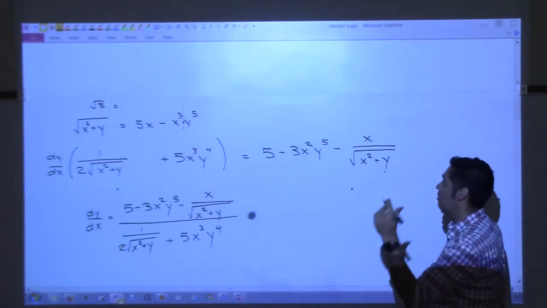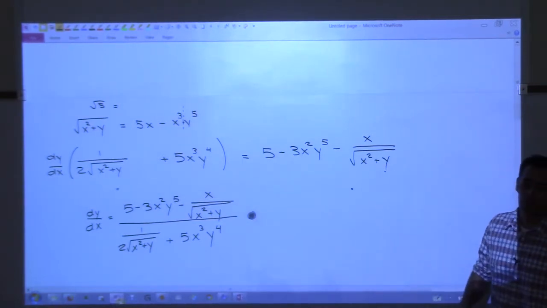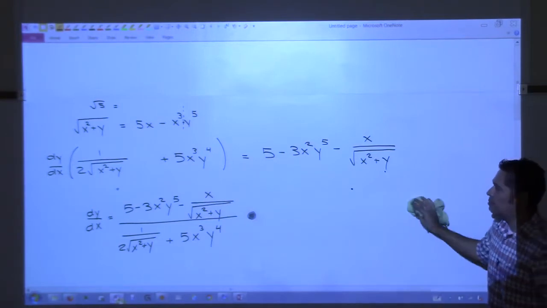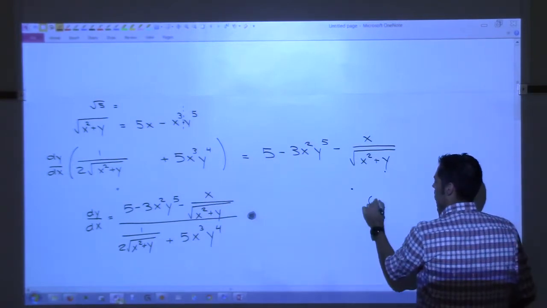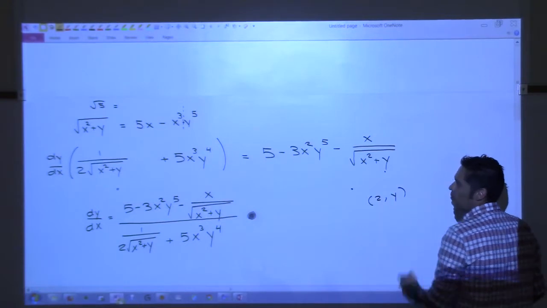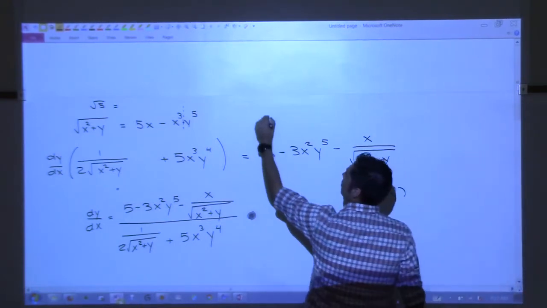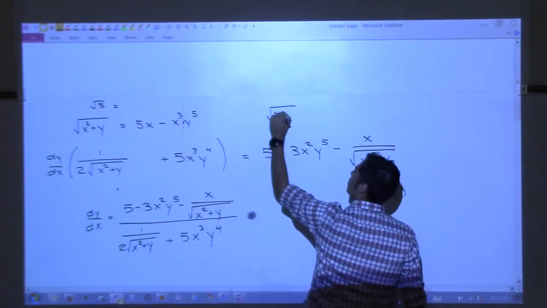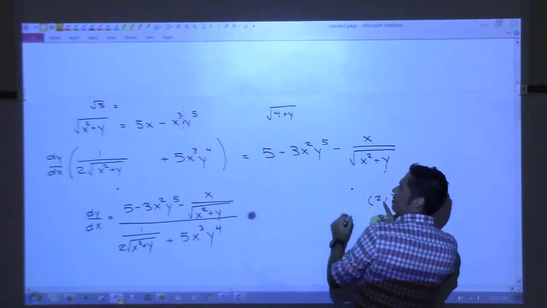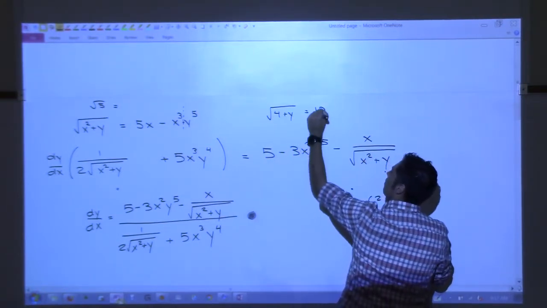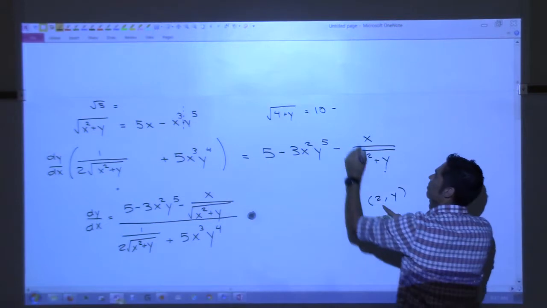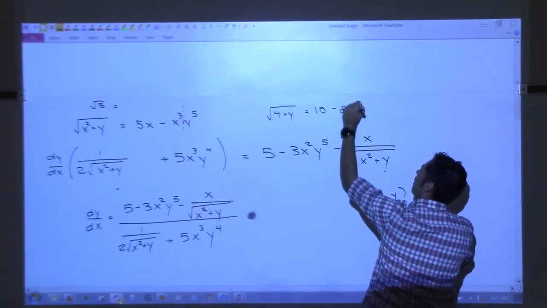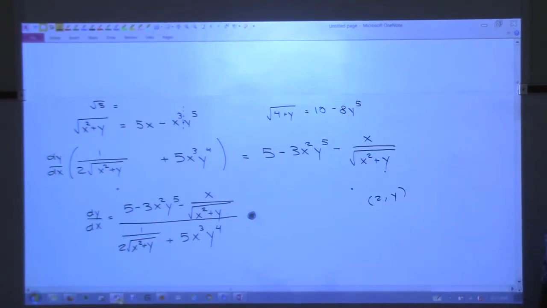If someone forced me to find a point other than (0, 0), what I could do is just pick a value for x. Like let's pick x = 2, and let's go find y. So we'd rewrite this as square root of 4 plus y, because I'm squaring 2, equals 10 minus 2 going in there, so 8y to the 5th. Now you have to solve that equation for y.